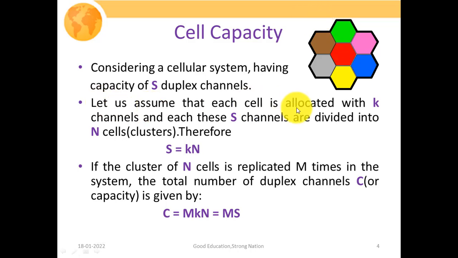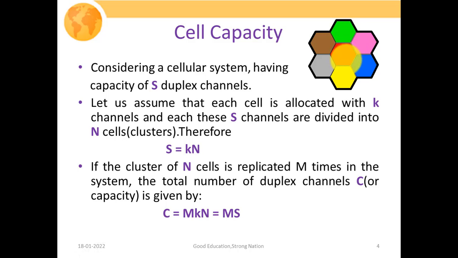So now let us assume that each cell is allocated K channels and each of these S channels is divided into N cells or clusters. Therefore, S is equal to K times N. So what I am trying to say is, suppose this whole capacity, your total number of S full duplex channels, is divided into N number of cells. Here in this particular example, this capital N value turns out to be 7 and we have allocated K channels to each and every individual cell. That is, each cell will contain K channels per cell.